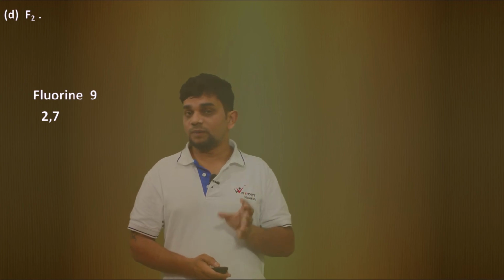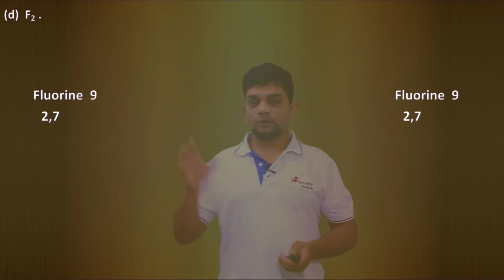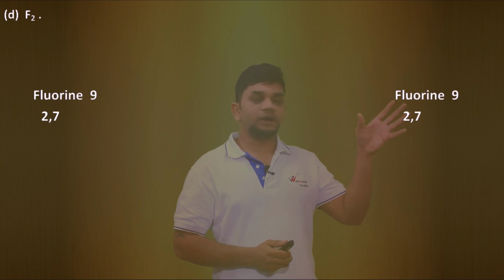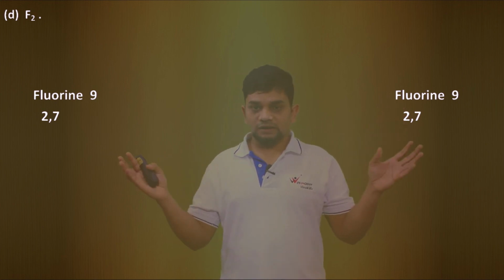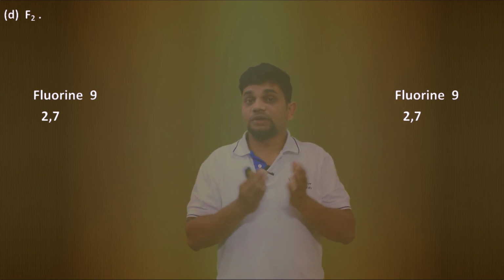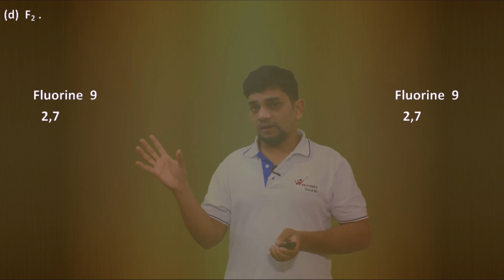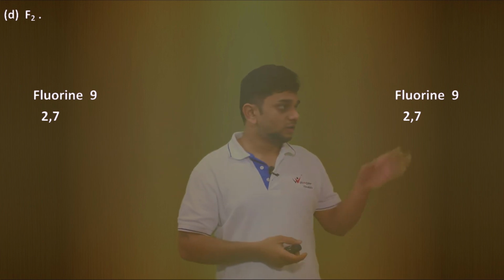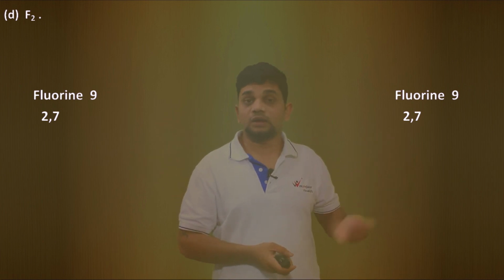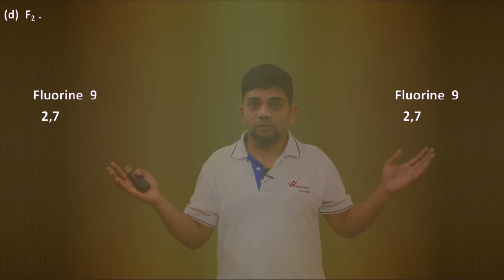Next one, fluorine, F2. The atomic number of fluorine is 9. The configuration will be 2, 7, right? Fluorine 9, 2, 7, fluorine 9, 2, 7. These atoms are going to form a bond. It will be a single bond because this fluorine has a requirement of 1 electron. This fluorine also has a requirement of 1 electron. They are going to form a single bond.